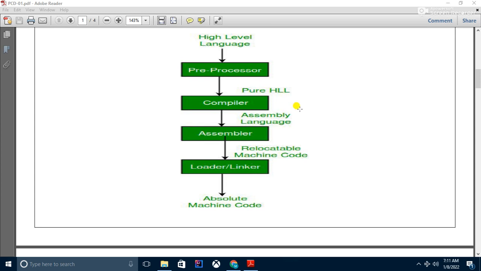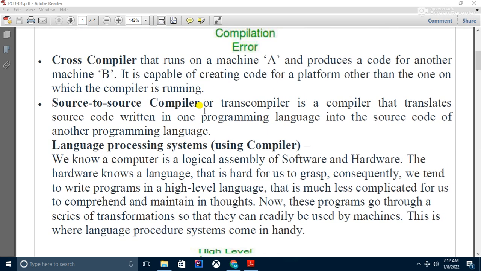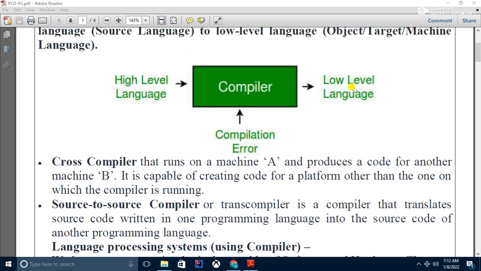In our last video, we discussed the different phases and definition aspects of the compiler. A compiler is a program which converts a high-level language program into machine language, and in between this compilation process, if there are any errors, they will be handled by another module called the error handling module. Whatever errors there are will be reported by the compiler with the help of that particular module.